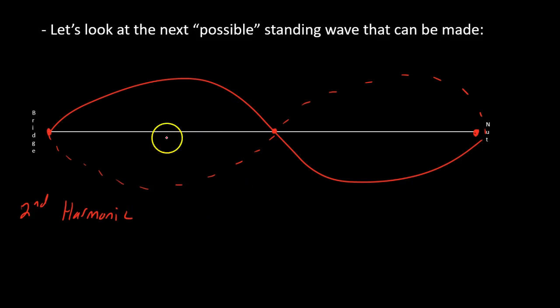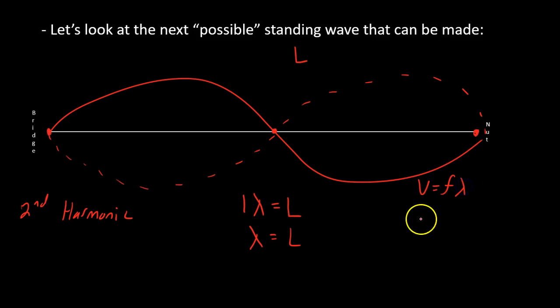Well, let's again analyze. How many wavelengths do you see? There's one wavelength. One wavelength comprises the string, which again we'll say is length L. So one wavelength makes up L. So lambda is just L. That's easy. Well, remember, V equals F lambda. So if I solve for F, F is equal to V over lambda. For the second harmonic, it's V over L. Let's try the next one.